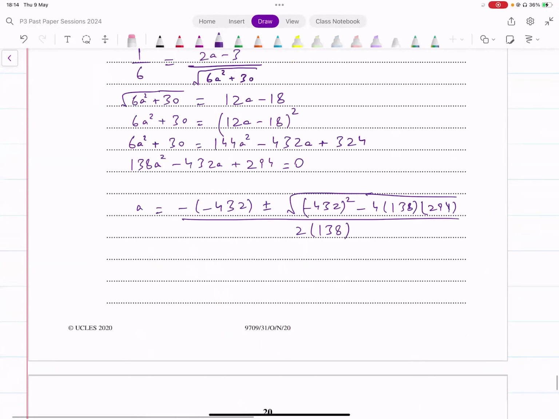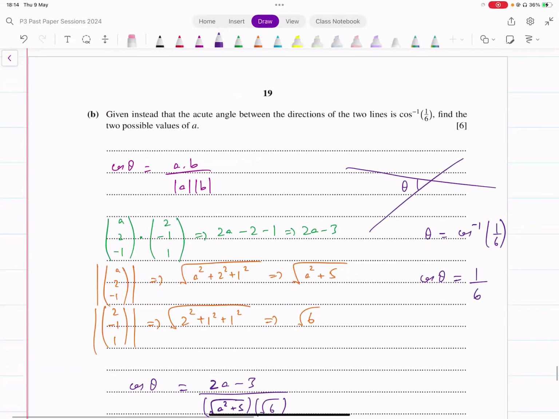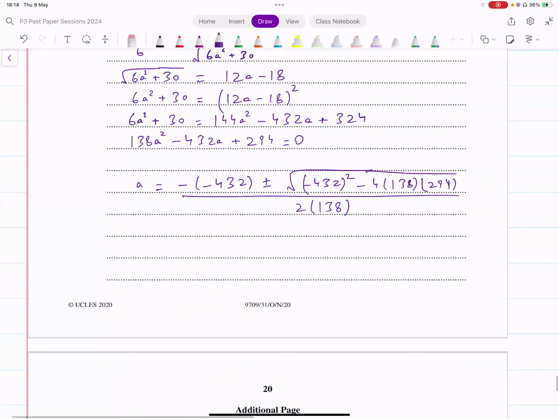Okay, so what do we do now? By the way, we haven't used this yet, acute angle. So we might need to take care if we have a problem there. Let me see what we get from this. A equals what? Using the polynomial equation of degree 2 with 138, minus 432 and 294, that is giving me one possible value, that's 49 over 23, and another possible value which is 1.